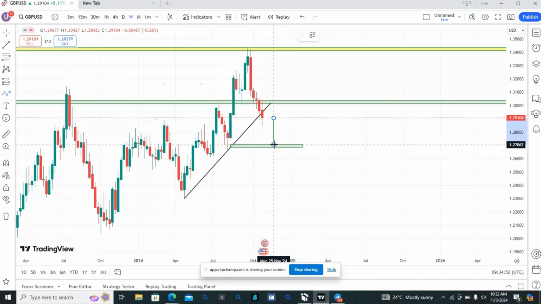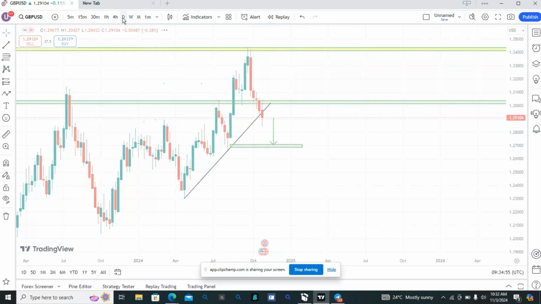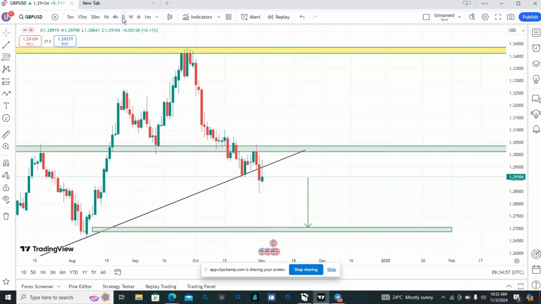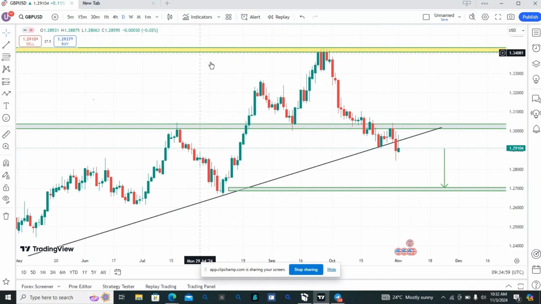So how do we take advantage of this movement? Let's go to the daily time frame and have a look. So this is the daily time frame on GBPUSD. You can see that the higher high, higher low in the daily time frame has been breached by the market breaking below and closing below this higher low. This place. Let me show you.